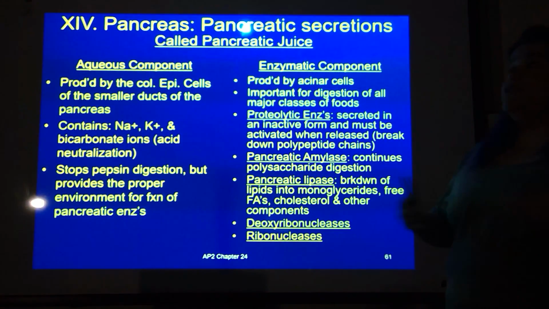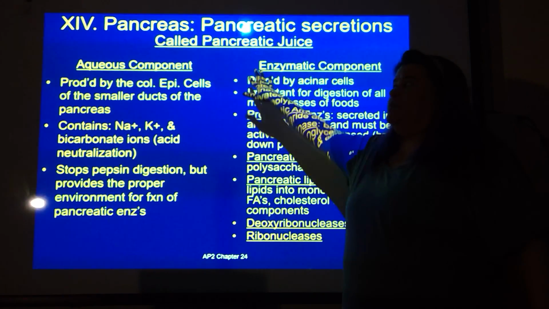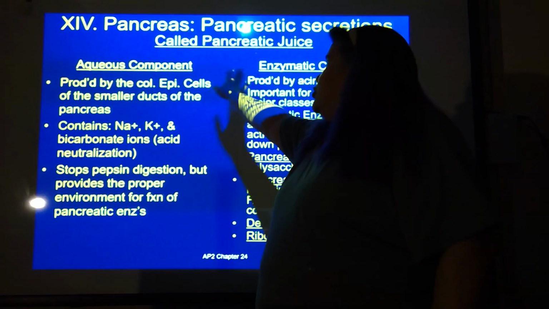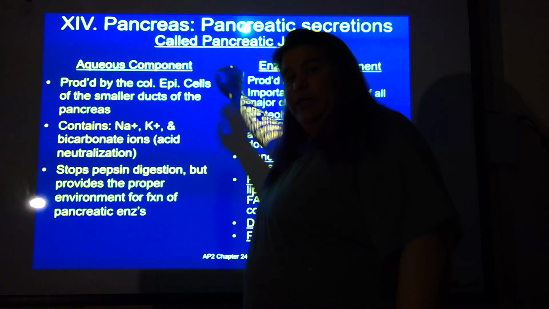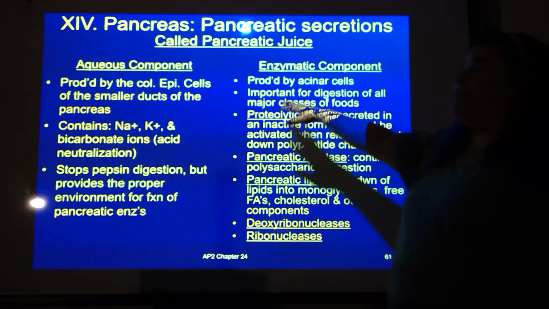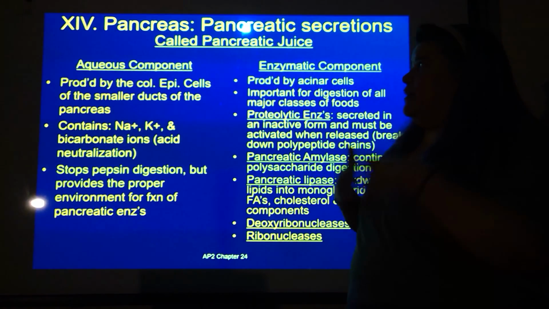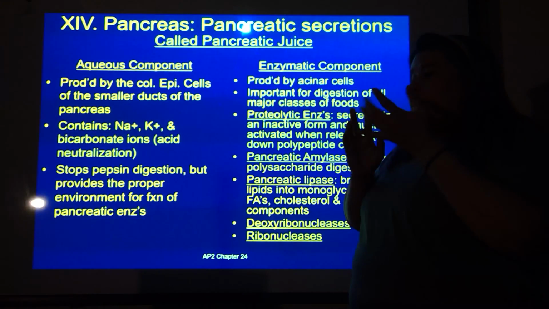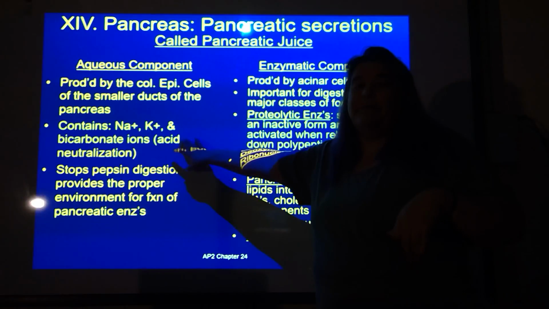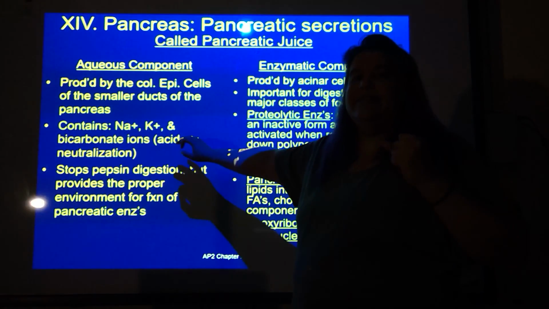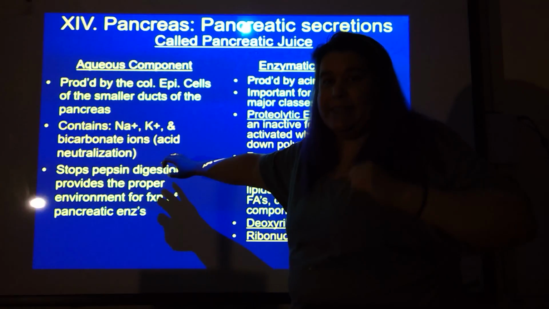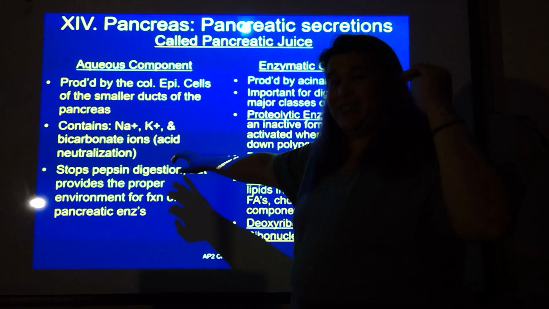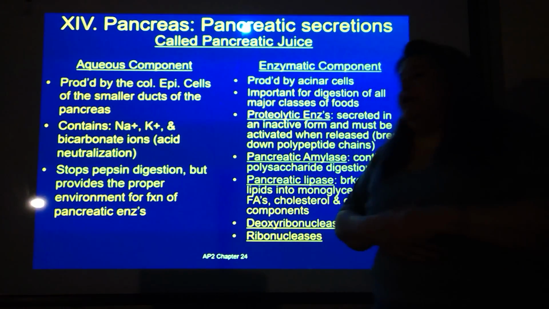So, the secretions coming from the pancreas are actually called pancreatic juice. Again, I know it sounds gross, but it's still what it's called. We've got two components to it, an aqueous component and an enzymatic component. The aqueous component is produced by the columnar epithelial cells of our smaller ducts in the pancreas. It contains sodium, potassium, and bicarbonate. Bicarbonate is an acid neutralizer. Okay, it's a buffer. It's going to help us to get that pH back into a more neutral range instead of being so acidic.